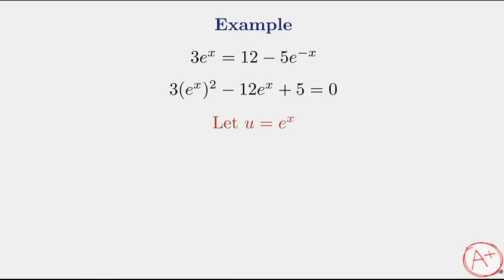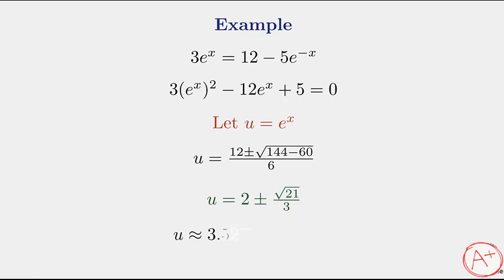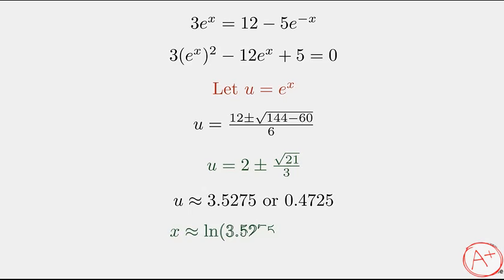Using the quadratic formula, we find u. u equals 12 plus or minus the square root of 84, all over 6. This simplifies to 2 plus or minus root 21 over 3. This gives decimal values 3.5275 and 0.4725. Taking the natural log of both, we get x approximately 1.26 and -0.75.